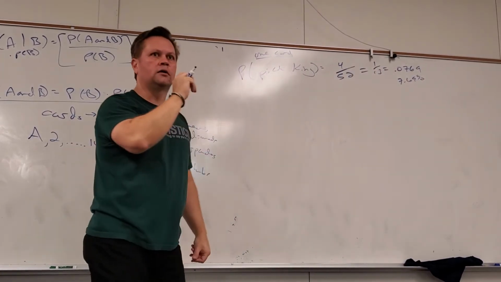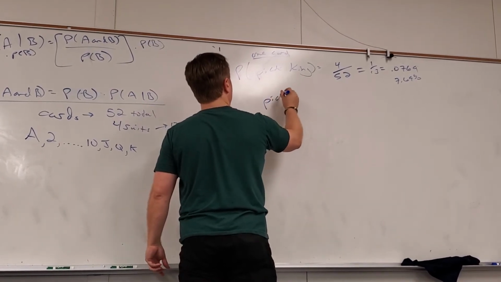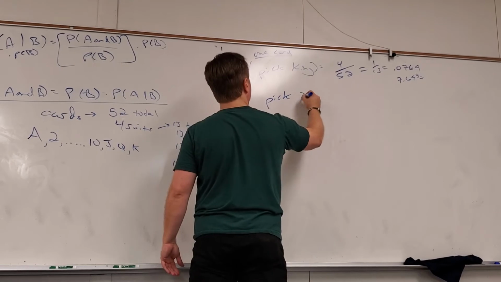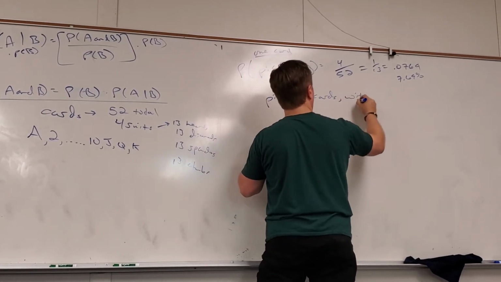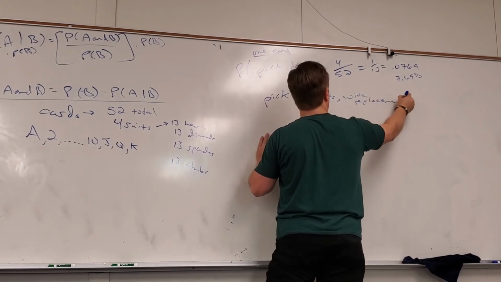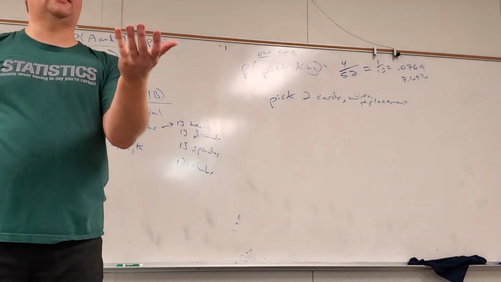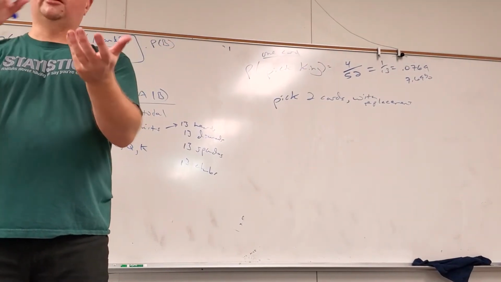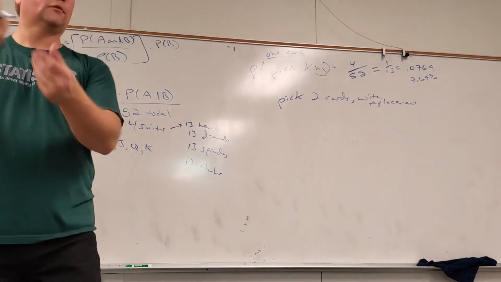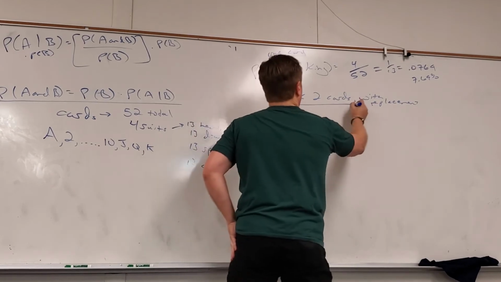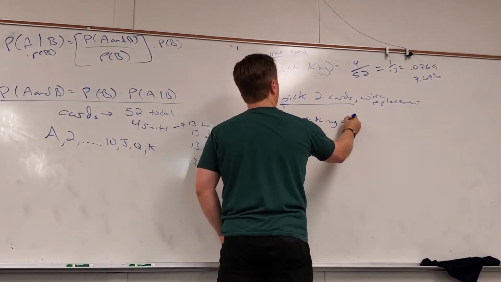All right. Now, if I pick 2 cards, and I'm going to do it with replacement. So what does that mean? If I pick 2 cards with replacement, it means I pick a card, look at it, and then I put it back in the deck. And then I'm going to pick another card. So could I pick the same card twice? Yes. So here's the trick. Let's say I pick 2 cards. Let's find the probability of a king and then another king.